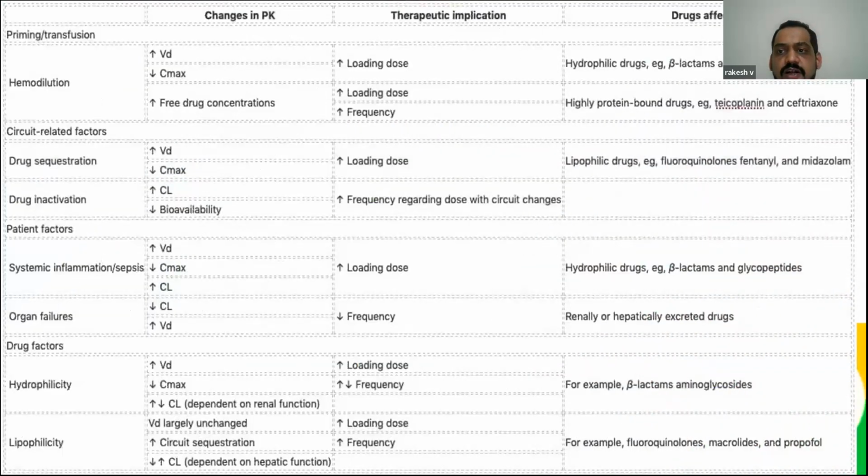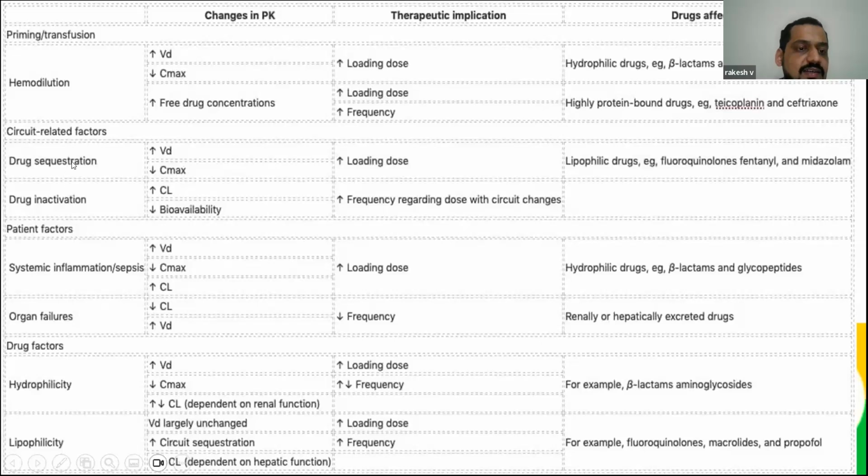So this is a simple diagram which shows all the factors involved here. Let's see them one by one. If there is hemodilution, what happens to your drugs? There will be increased volume of distribution and decreased clearance of the drugs. You need to increase your loading dose, and along with the loading dose, you should increase your frequency. So what are the various drugs here? The same hydrophilic drugs and highly protein-bound drugs.